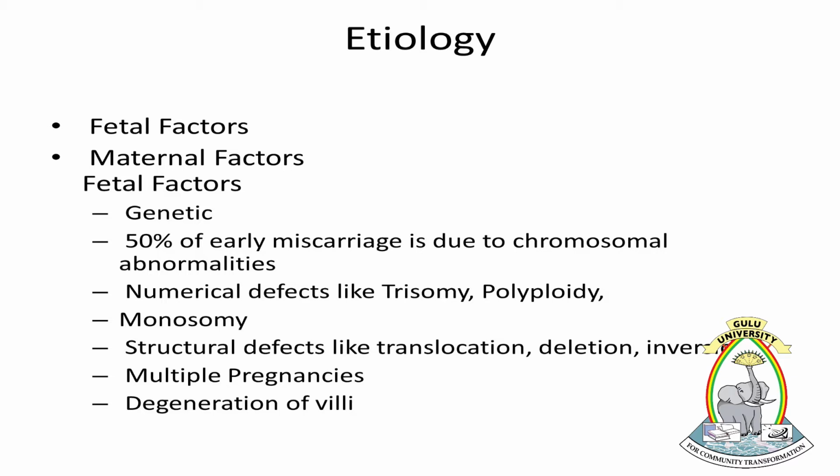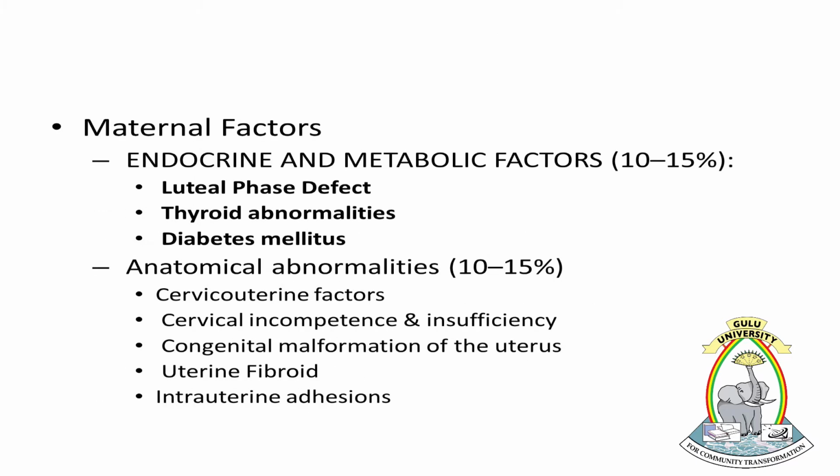Structural defects, where there's a defect in the chromosomes and maybe part of one has been lost, are likely to cause this. Multiple pregnancy is also prone to miscarriage. When a mother has a multiple pregnancy, these are high-risk pregnancies that need to be looked at closely. The other thing is that when you have the placenta degenerating, the villi degenerating, you're also more likely to have that.